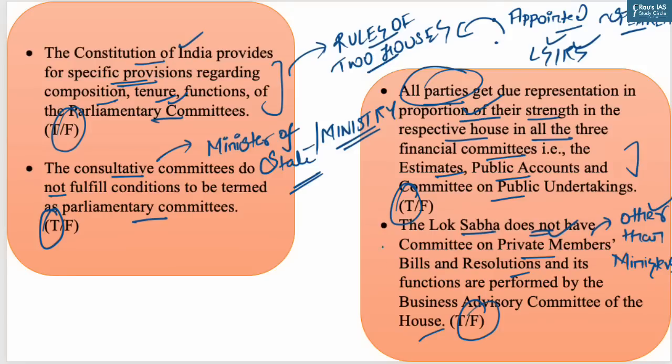So this is a special committee of the Lok Sabha and it consists of 15 members including the Deputy Speaker as its chairman. But the Rajya Sabha does not have any such committee, and the same function in the Rajya Sabha is performed by the Business Advisory Committee of that house.